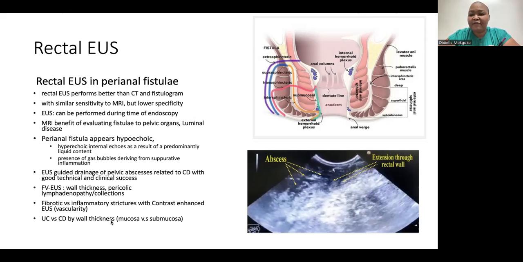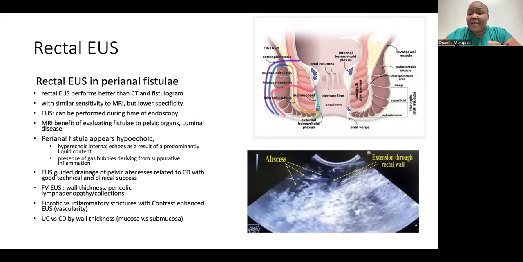In terms of perianal fistula, they tend to appear hypoechoic because they're full of fluid or pus, and they might have hyperechoic internal echoes because of that liquid content as well. And the presence of gas, bubbles, or echogenic material that is reflecting the echo, where you're not able to see through it, should suggest that there's an abscess involved if you're seeing air in relation to this perianal fistula or a collection.